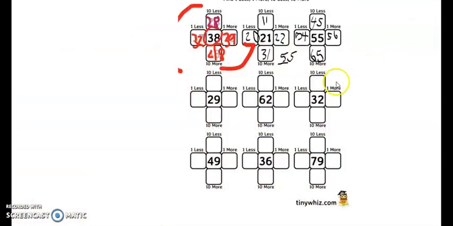All right, so anyway, let's go back to our problem. We have 29, which is 1 more is 30. 10 more is 39. Okay. Now, 1 less would be 28. And 10 less would be 19. Also, I want to go ahead and point out something really quick.